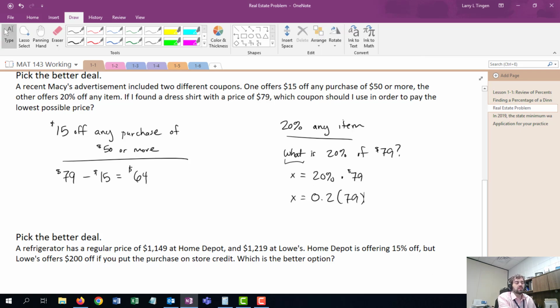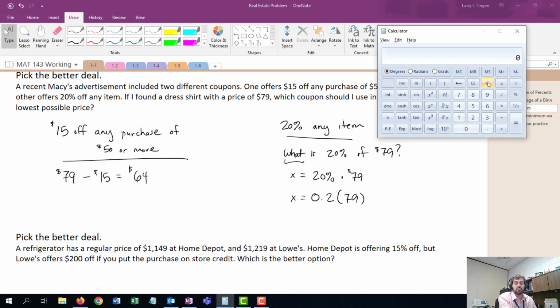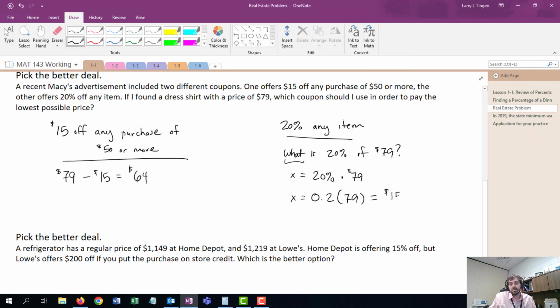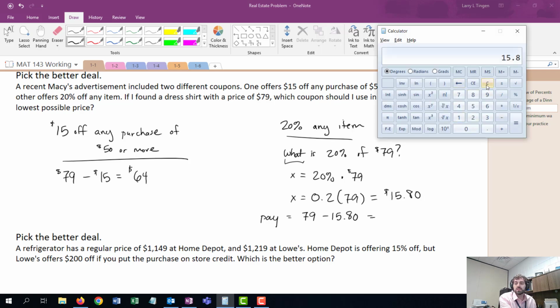0.2 times 79. When I multiply by a number between 0 and 1, what happens? I end up with something smaller, and that should be right. 20% of 79 should be less than 79. It's $15.80. So that means this was the discount if I use this coupon. So what would I pay for the shirt? I would pay $79 minus $15.80, which is, right, no reason to make mistakes because we don't want to use a calculator.